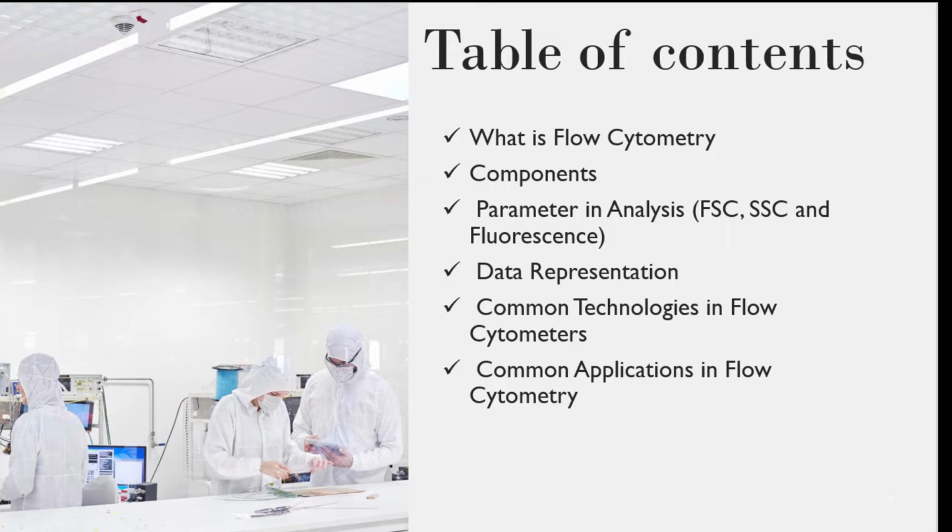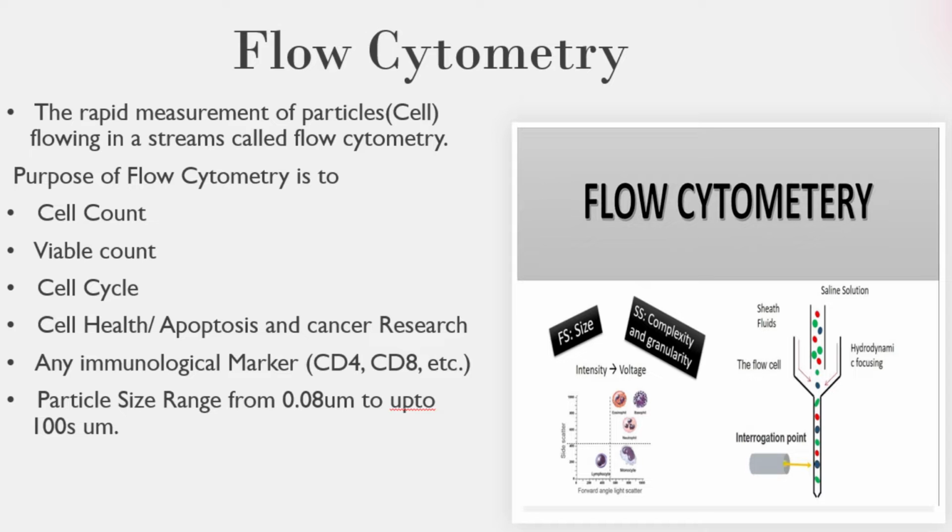The table of contents of flow cytometry are: what is flow cytometry, components in flow cytometry, parameters in analysis such as forward scatter and side scatter, data representation, common technologies in flow cytometers, common applications in flow cytometry. First of all, I'll discuss flow cytometry. What is flow cytometry? The rapid measurement of fluorescent particles flowing in a stream is called flow cytometry.